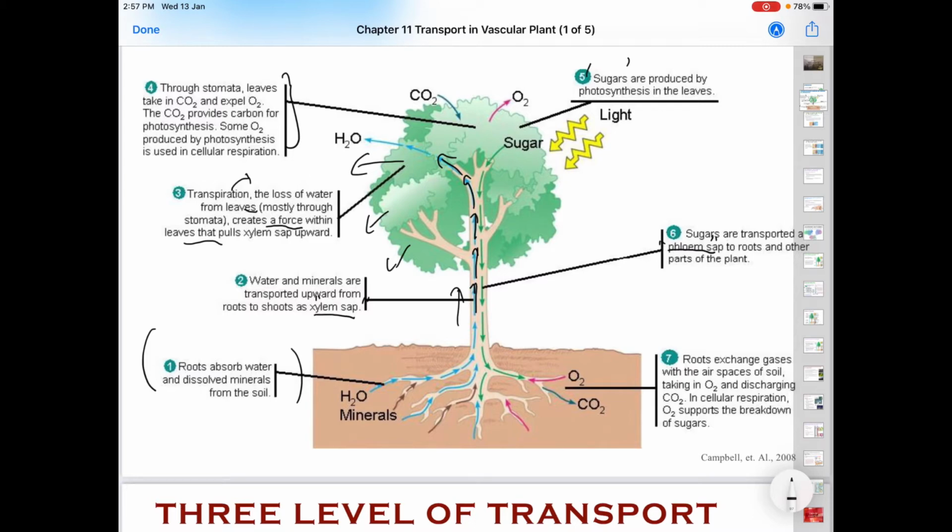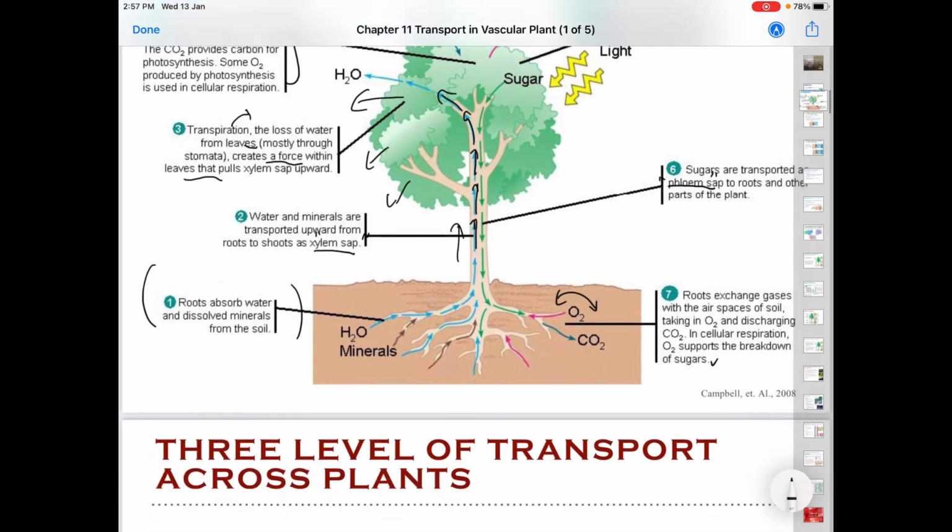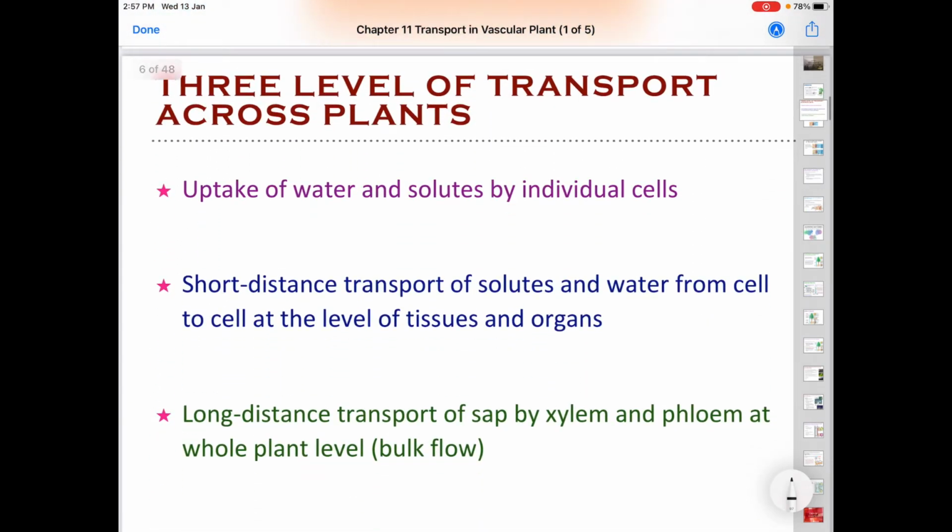And the last is roots exchange gases with the air spaces of soil. Roots take in oxygen from the soil and discharge carbon dioxide. In cellular respiration, oxygen supports the breakdown of sugars. So please remember, in a vascular plant, their transportation not only involves the photosynthesis that causes the transpiration pull, but they also need the oxygen, the gases for the process of cellular respiration.